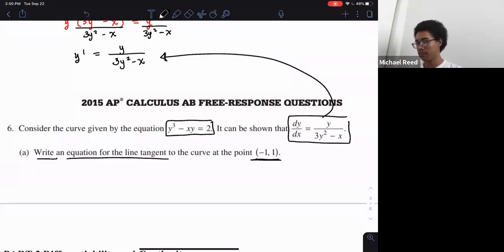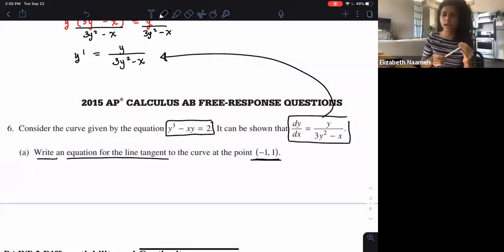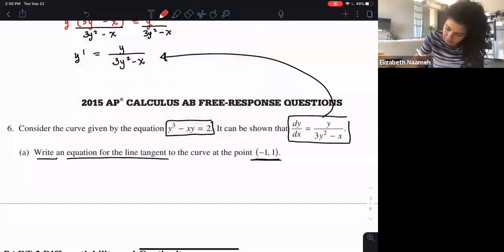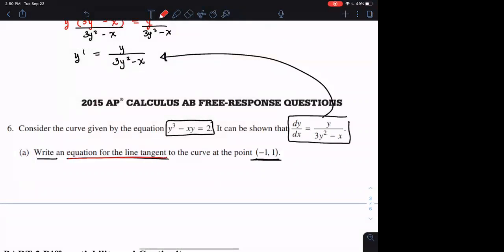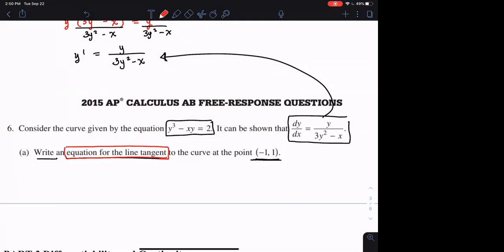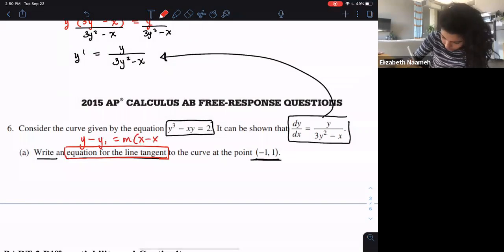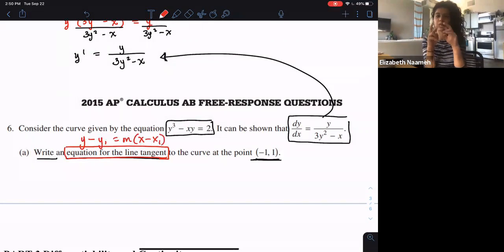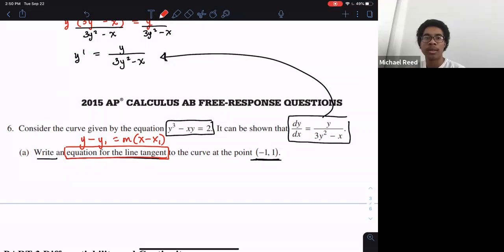Write the equation of the tangent line at (-1, 1). First thing, what's the first flag that goes off in your head? Equation of the tangent line. What do we need? The derivative? What does it mean to write the equation of the tangent line? I'll be using this formula, the equation of a line. So what two things do we need for the equation of any line? The point and the slope.